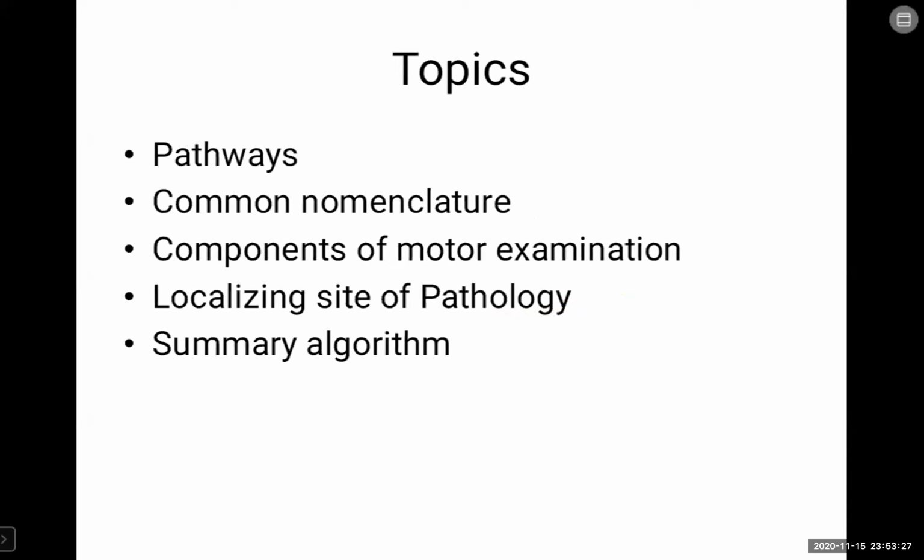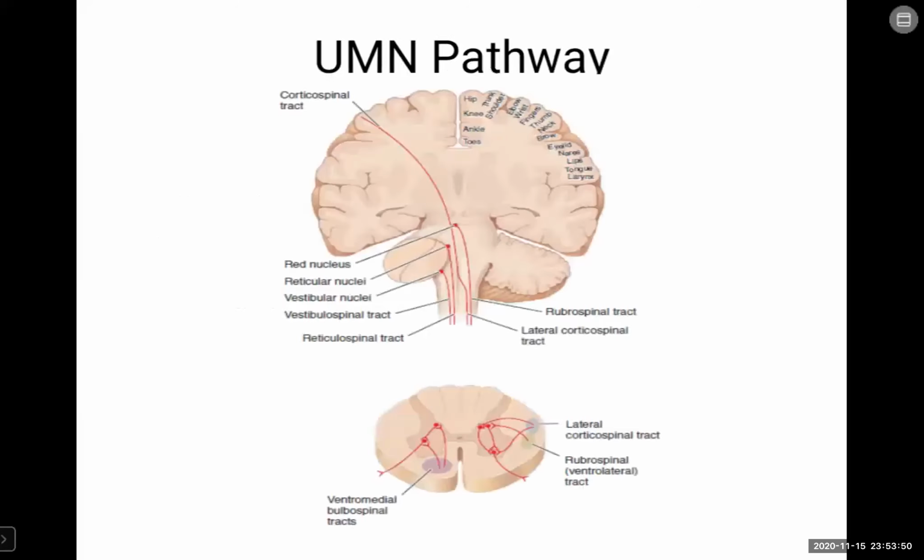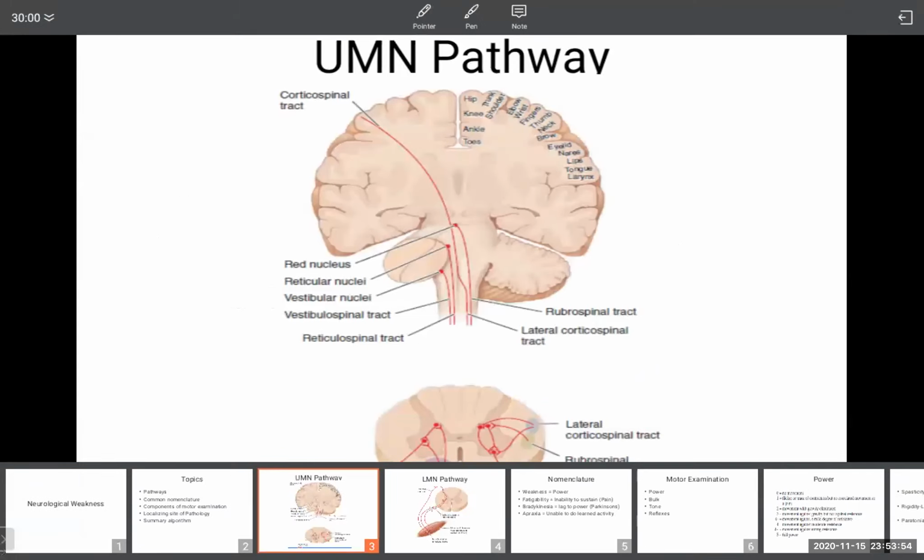After that, we move on to the components of motor examination, which we commonly do in clinical practice. And finally, we'll see how we can localize a site of pathology in a weakness. By localizing the site of pathology, we can arrive at a diagnosis much more easily. Finally, we'll go through an algorithm that will help us better manage a case of weakness, seeing what investigations to order. So moving on, first we'll go through the UMN pathway.